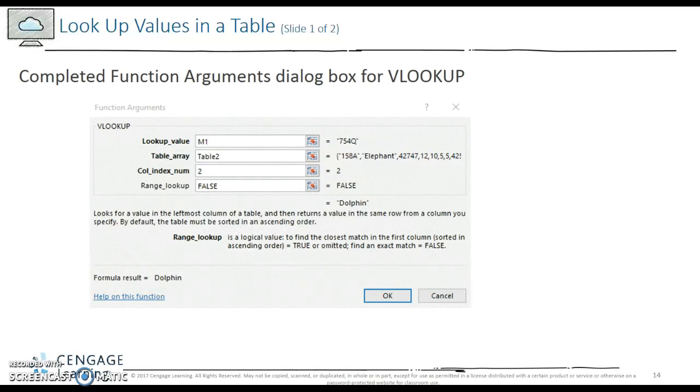So here's an example of a completed function arguments dialog box using VLOOKUP. It's saying, okay, this is the value you need to look up, and this is the table, and this is the column number, and you need to have a FALSE, and it equals dolphin. So you've given it a range of values, and you've given it arguments, and you've told it where to go so that you can find out whether or not you have any data that matches that.